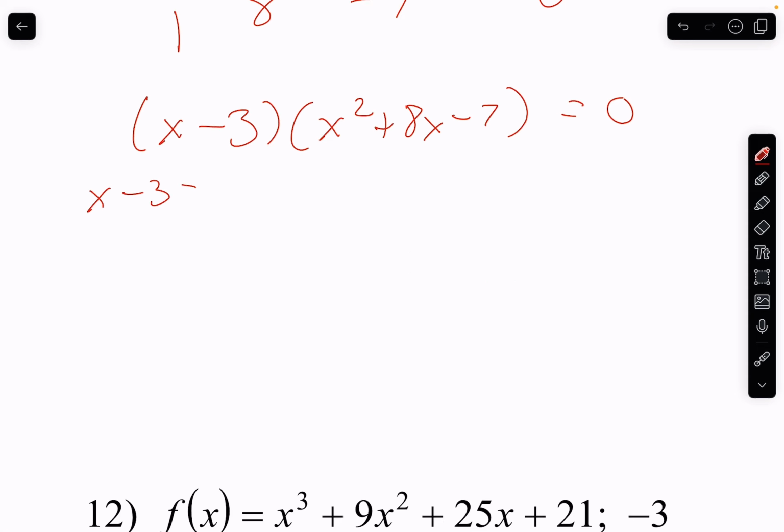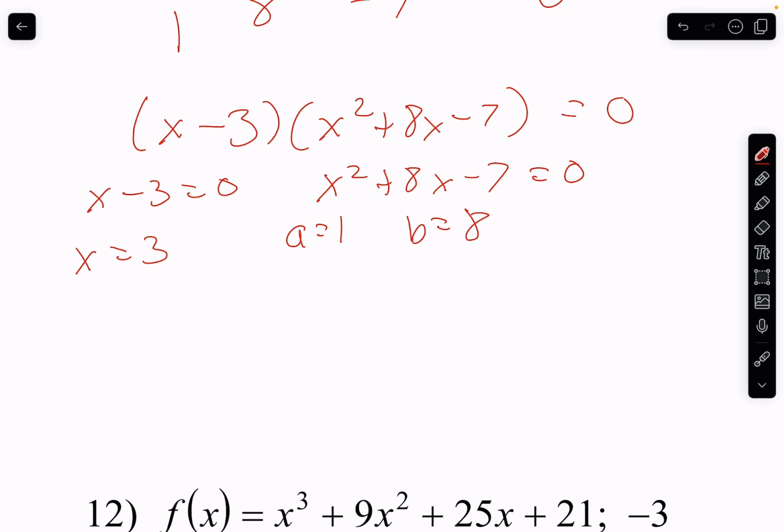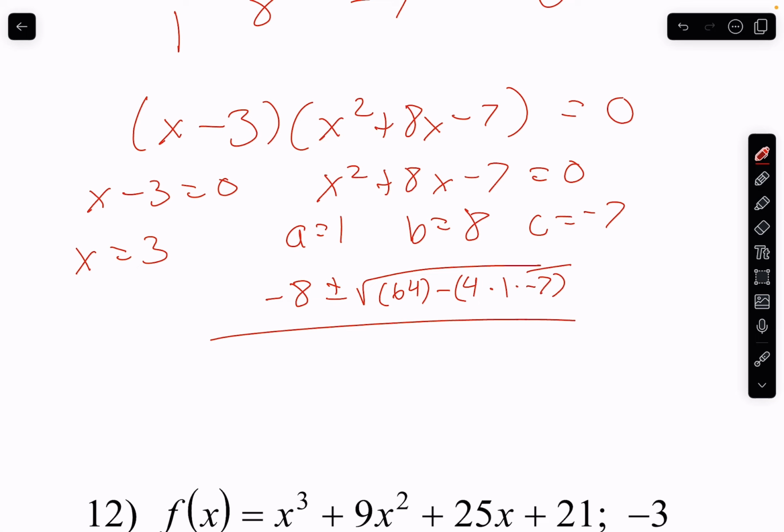So we do x minus 3 equals 0. We get x equals 3. That's one of our zeros, which makes sense. Then we've got x squared plus 8x minus 7 equals 0. We got to use quadratic formula. A equals 1, b equals 8, c equals negative 7. So we do opposite of b, plus or minus the square root of b squared minus 4ac, all over 2 times a.